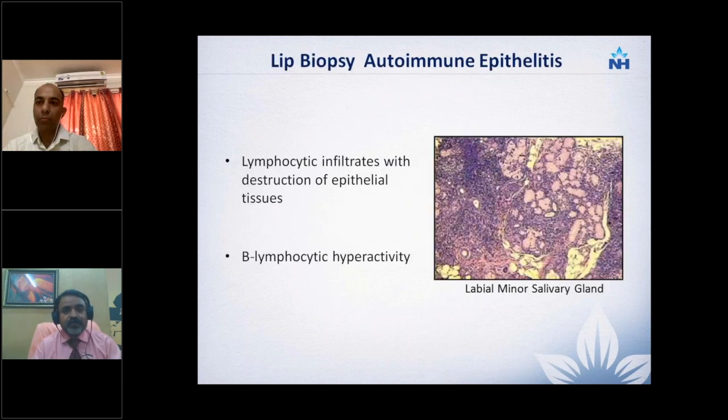And you can see this lip biopsy, which shows autoimmune epithelitis. This is basically a lymphocytic infiltration of the lip minor salivary glands, and there will be a germinal center also. So this is very diagnostic for primary Sjogren's syndrome, and it suggests an autoimmune epithelitis.